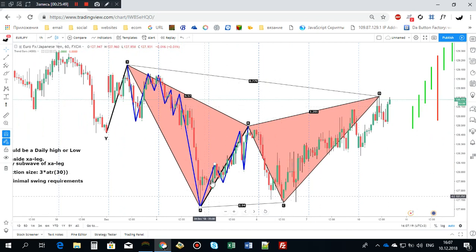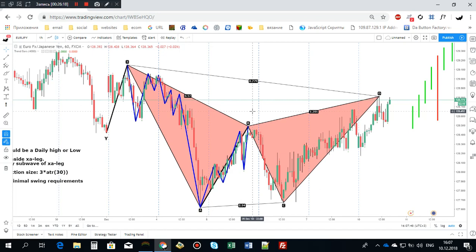So we have 1, 2, 3, 4, 5, A, B, C. Then we should have 1, 2, 3, 4, 5, and then we should have A, B, C, or whatever. I like counting these minor waves to see if we fit the Elliott wave sequence or not, because many of these patterns are based on the Elliott wave sequence.